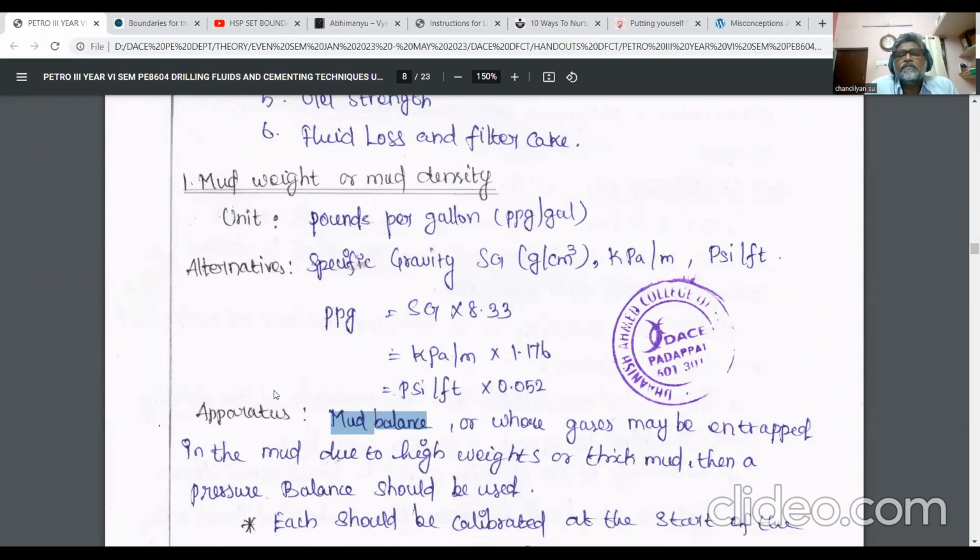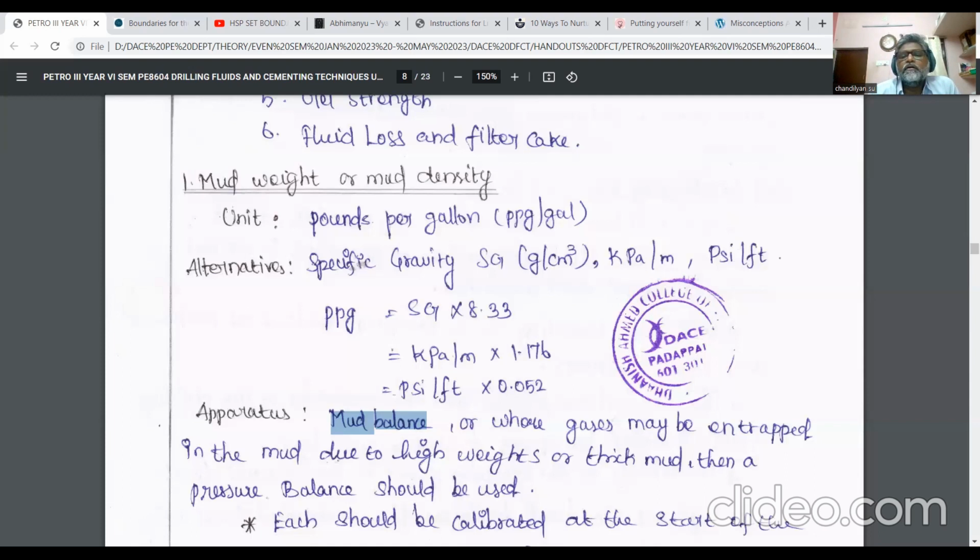Specific gravity is another system of scaling which is available in the mud balance. Specific gravity, another name is relative density, which is nothing but density of the substance divided by density of water, both the sample and the reference material being at the same temperature. So specific gravity usually will have no units, because density by density, the units get cancelled. It's just a numeral. And you can also have gram per centimeter cube or kg per meter cube. Kilopascals, you can later convert it to kilopascals per meter or psi per feet.